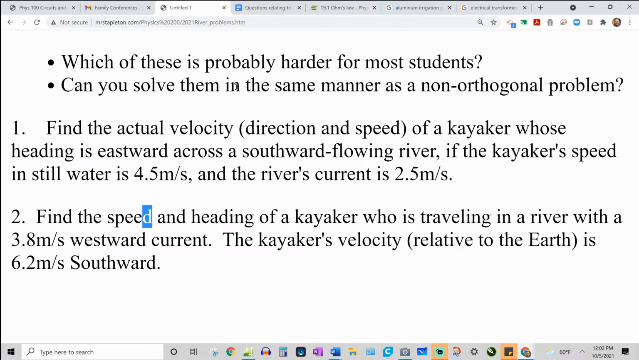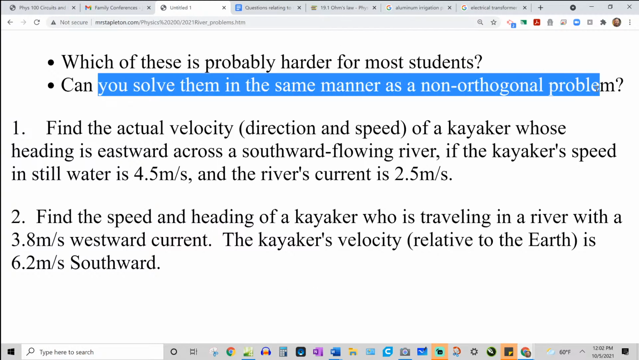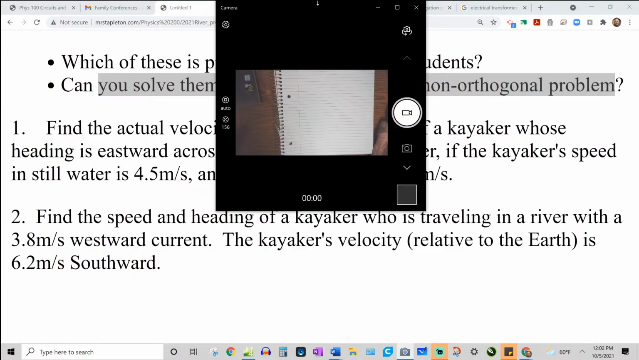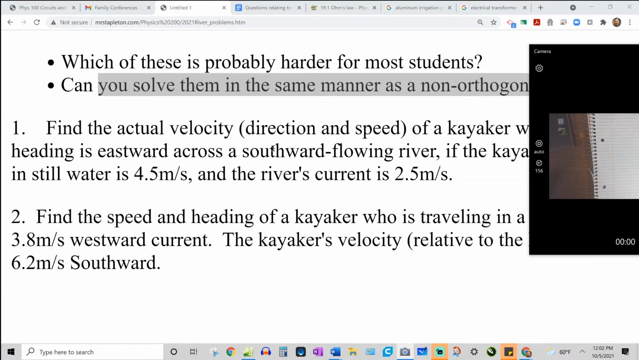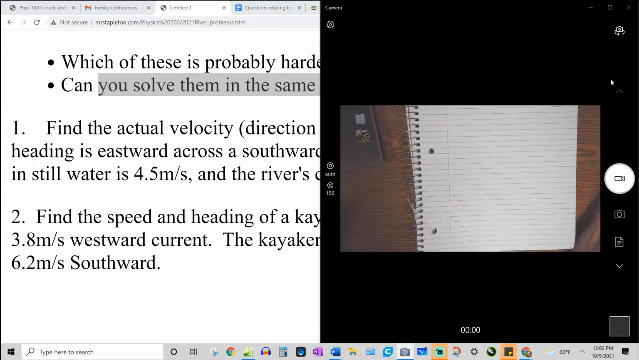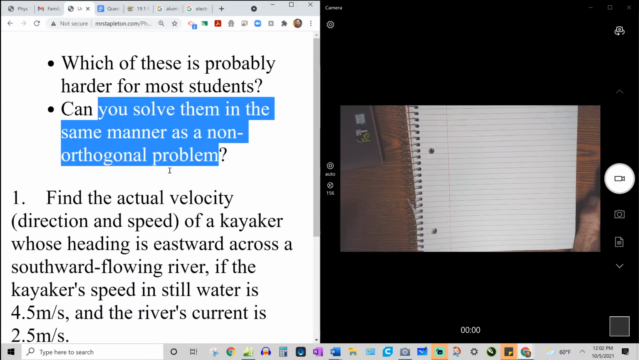So I want to try to do these in the same manner as a non-orthogonal problem, which means I'm going to draw a little table to do these. Let me, I guess I better write some stuff down while I do this. Let me see if I can split my screen here. I'm not doing very well.